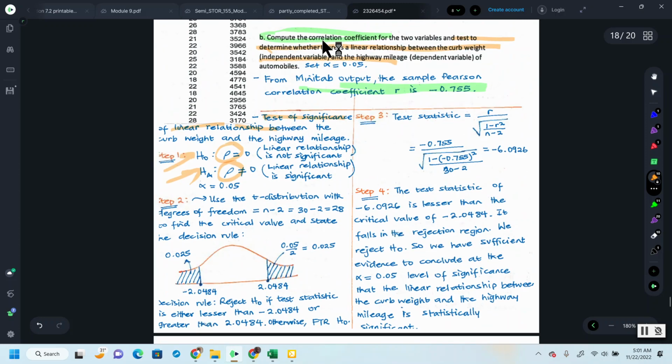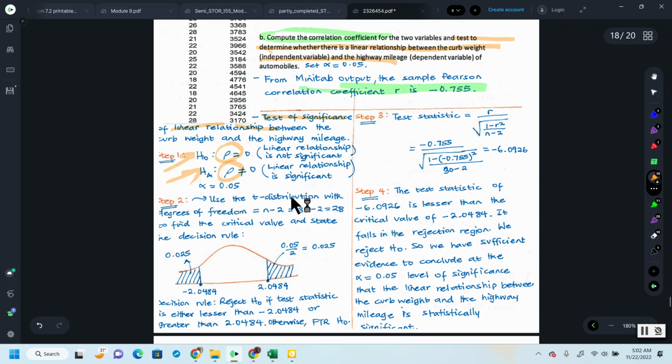Back to this context, when it is equal to 0, you're saying that the quantity that measures linear relationship is equal to nothing. In other words, a linear relationship is not existent or is not significant, versus the alternative that it is not nothing, that is, it is something, and so it is significant. So we want to go on to step 2.